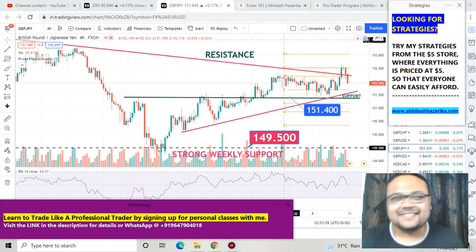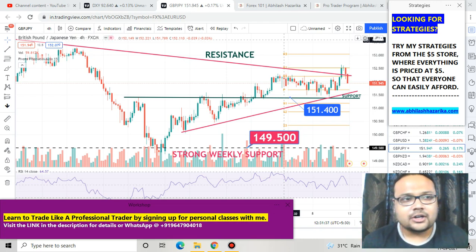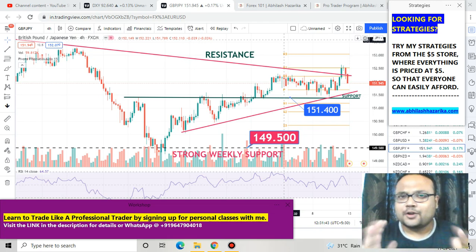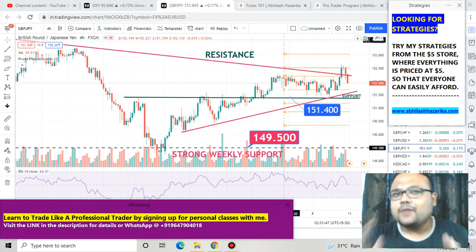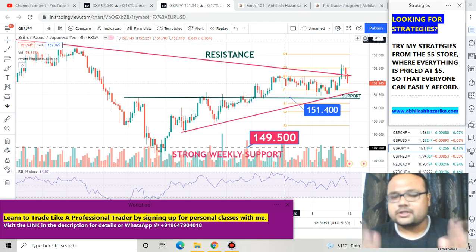So let's get started. This is the 4-hour chart of GBP JPY in front of us right now. And as you can see, I have many lines drawn on the chart, unlike the previous video. So let me explain one by one so that you do not get confused. After that we'll be jumping to the strategy part.